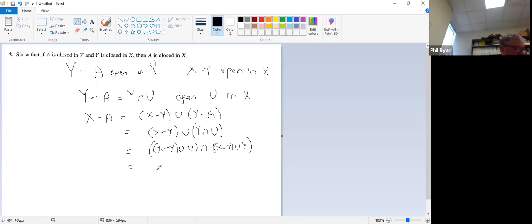And so that equals X minus Y union with U, right? Because X minus Y union Y is just X, and this set here is contained inside X. But this is the union of two open sets. So X minus A is open, so that means A is closed.